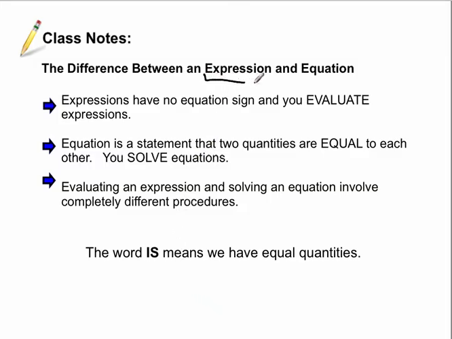So there's a huge difference between an expression and an equation, and we have to talk about terminology first. Expressions have no equal sign, okay? And you'll always see the word evaluate with the word expressions. We always evaluate expressions. An equation is a statement that has two quantities that are equal. So therefore, we do have an equal sign.